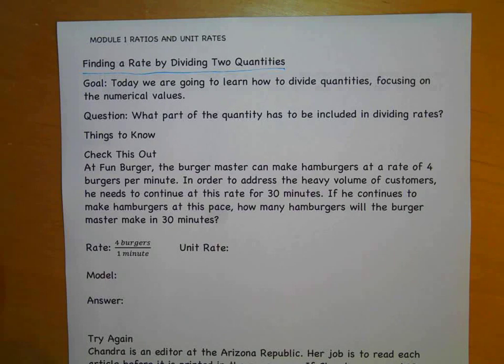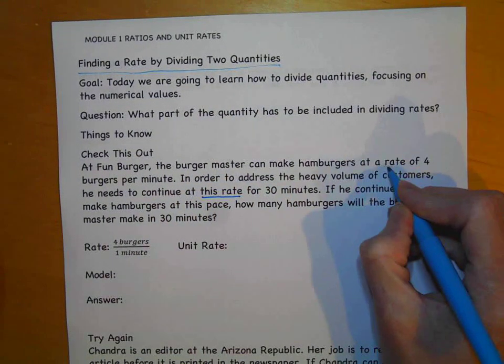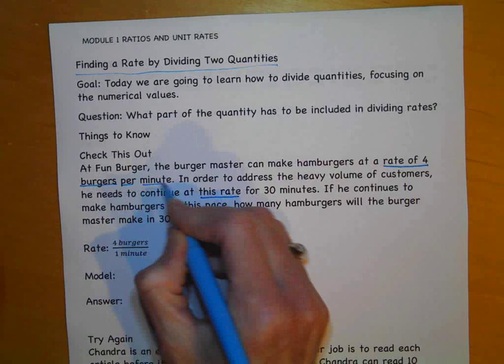Things to know. Check this out. At Fun Burger, the burger master can make hamburgers at a rate of 4 burgers per minute. In order to address the heavy volume of customers, he needs to continue at this rate for 30 minutes. If he continues to make hamburgers at this pace, how many hamburgers will the burger master make in 30 minutes? Okay, so they gave us the rate. The rate that they're talking about is a rate of 4 burgers per minute.